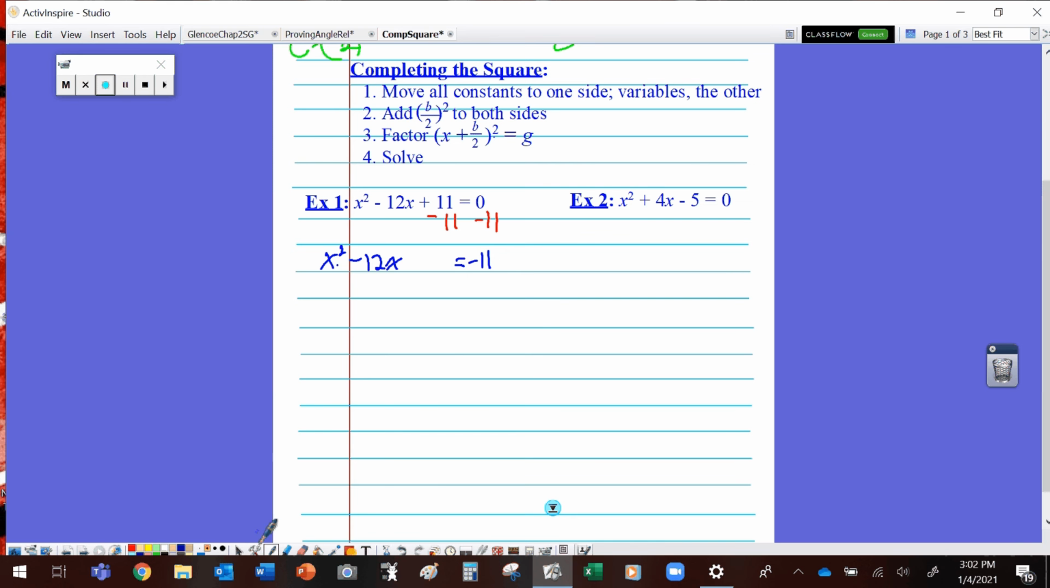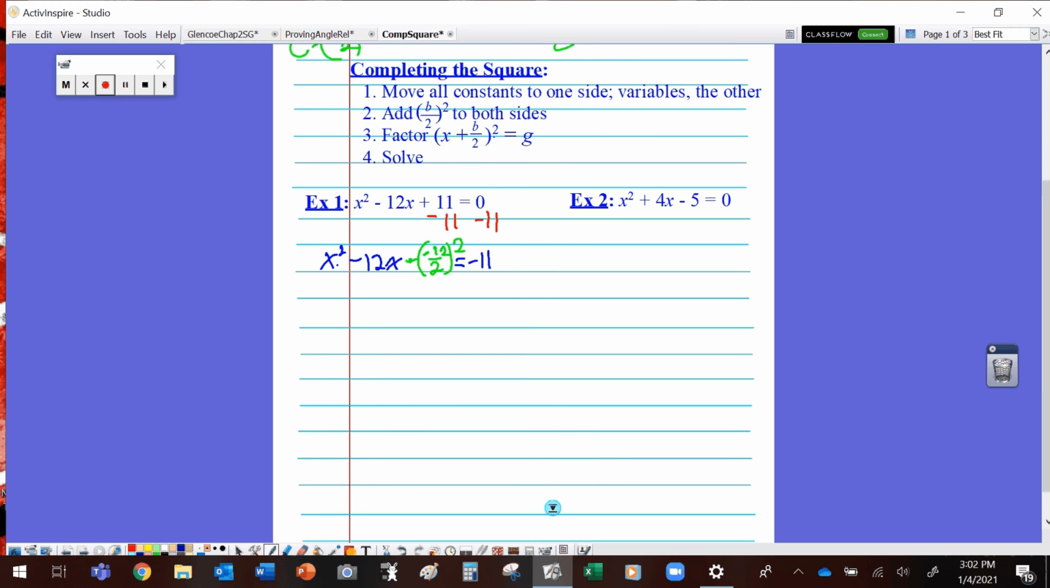Okay, now the next step, I need to add b divided by 2 squared to both sides. I'm going to add something divided by 2 squared. Now b is whatever's multiplying x. So in this case, it's that negative 12. Now that minus sign is really important. We don't want to lose it. It's going to be really, really important later on. Don't lose that minus.